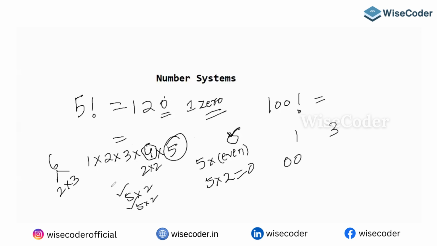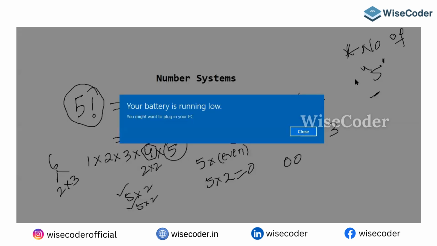So my logic is this. If you figure out how many fives are there in that particular factorial, that's your answer. So what you're going to figure out is the number of fives. How to figure out the number of fives?